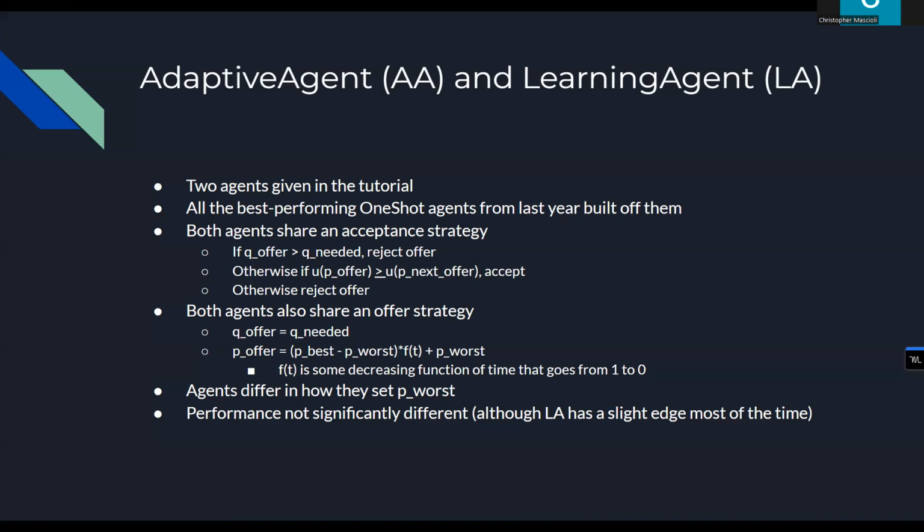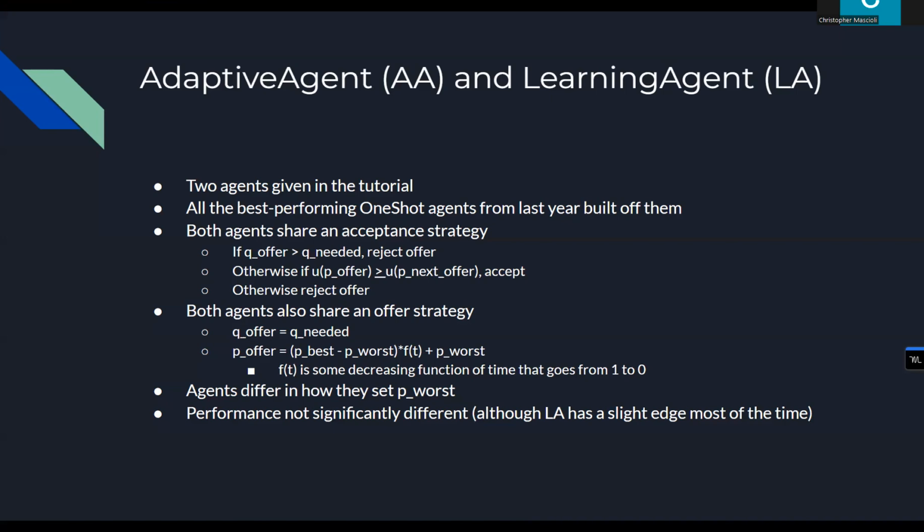And LearningAgent just adds one more layer to this. LearningAgent substitutes P worst with either the worst price that's allowed for the world or the worst price that a particular negotiating partner has given during the course of any negotiation. So if they accepted a price of 18 on day 2, the worst they'll accept on day 7 is also 18. So if you give a LearningAgent a bad price early on, you can kind of say goodbye to any profitable negotiations with that agent for the rest of the game.